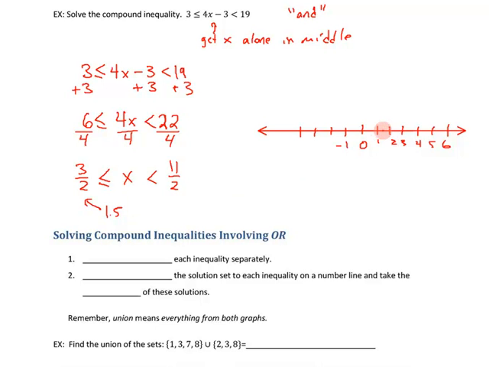Okay, now 3 halves, that's 1.5. So 1.5 is right here. So I'm going to have a bracket right there because it's or equal to. 11 halves is 5.5, so that's going to be right in between here, and it's going to be a parenthesis. So there is the graph of my set, or in interval notation, it's 3 halves with a bracket up to 11 halves with a parenthesis.